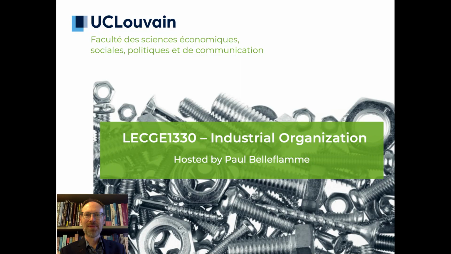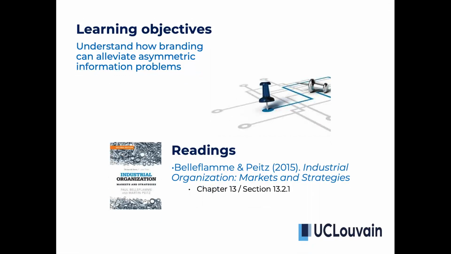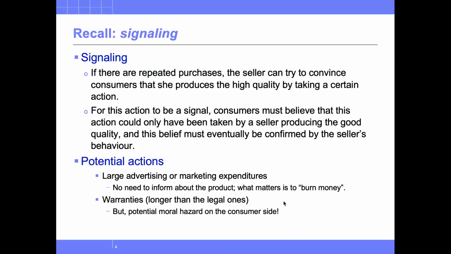This is Industrial Organization. The topic of this presentation is branding and reputation. What we want to do is to understand how branding can alleviate asymmetric information problems. If you want some background reading, you can go to section 13.2.1 in the textbook.